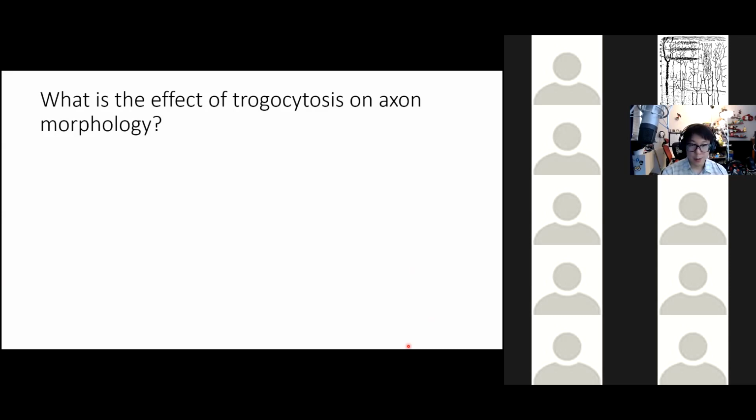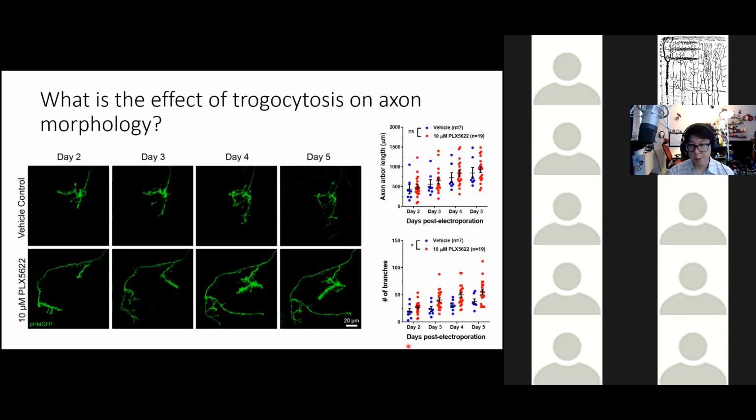We treated animals with vehicle or PLX5622 and electroporated retinal ganglion cell neurons with pH stable GFP, and we followed the axons over several days and quantified axon arbor size and branch numbers. We found no difference in axon arbor size when microglia were depleted, but we did find an increase in the number of branches per axon when microglia were depleted.